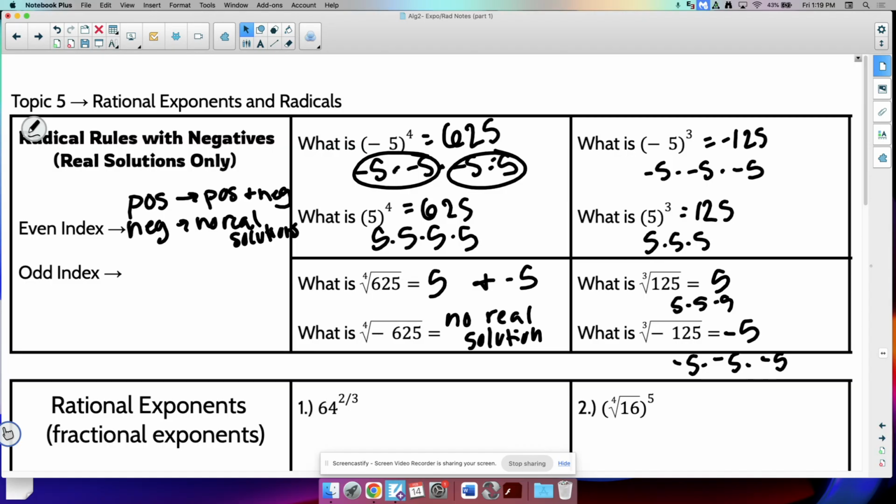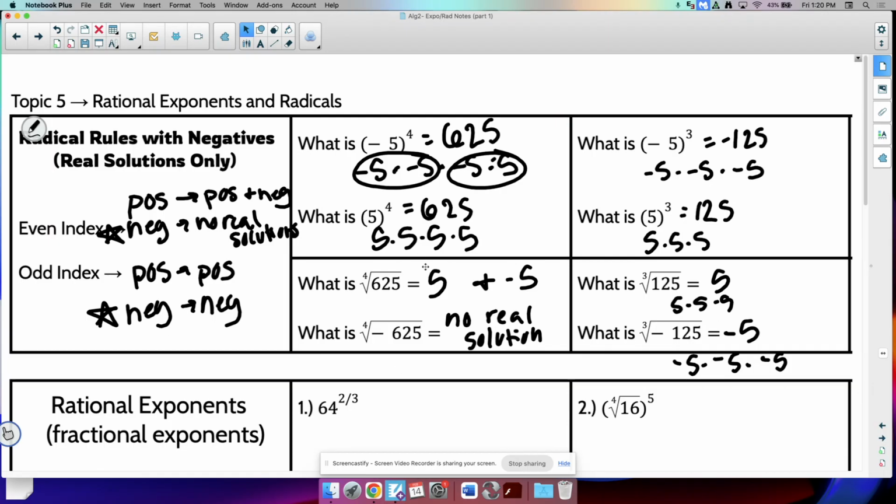So odd indexes are kind of nice because if the inside is positive, your answer is positive. If the inside is negative, your answer is negative. Important thing in all of this: if you have a negative in an even index, don't mess with it, just leave it as it is. If it's in an odd index, it can come out. Not a huge deal, but just a little technicality. Main thing is a negative underneath a third root or a fifth root can just come out.